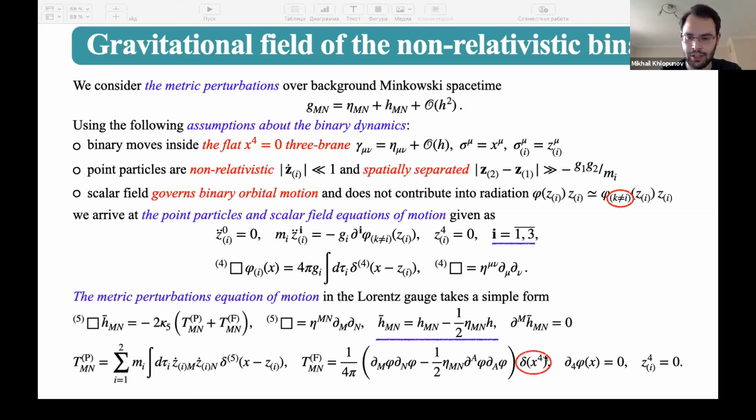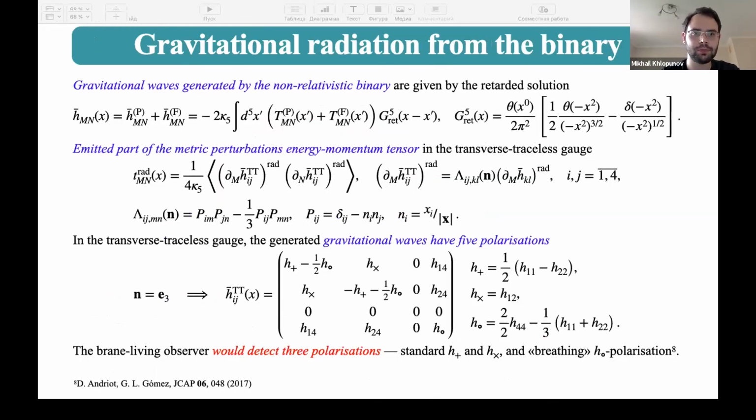our scalar field energy momentum tensor is proportional to the delta function corresponding to the localization of energy momentum of the scalar field on the free brane. And we also use here equations of motion for the point particles and scalar field.